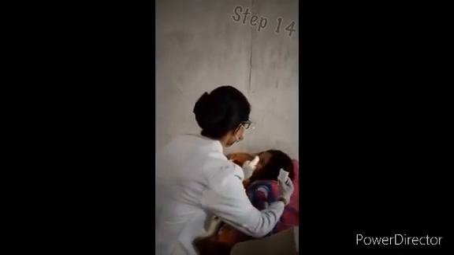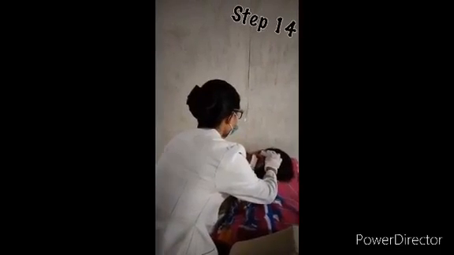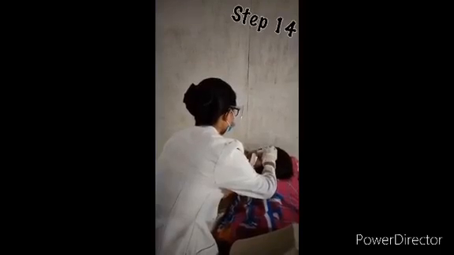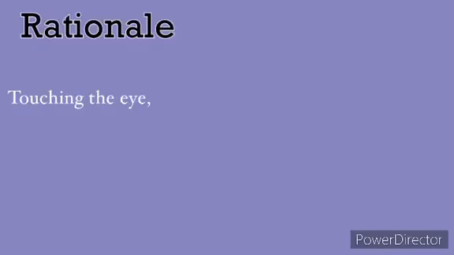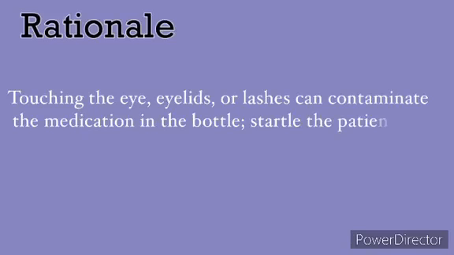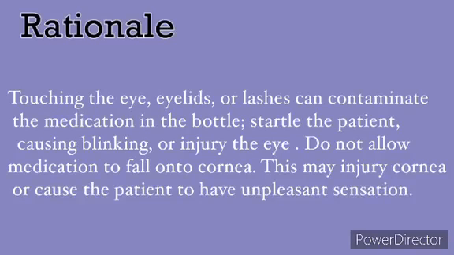Step number 14. Hold the dropper close to the eye but avoid touching the eyelids or lashes. Squeeze the container and allow the prescribed number of drops to fall in the lower conjunctival sac. Rationale: touching the eye, eyelids, or lashes can contaminate the medication in the bottle, startle the patient causing blinking, or injure the eye. Do not allow medication to fall onto the cornea. This may injure the cornea or cause the patient to have an unpleasant sensation.